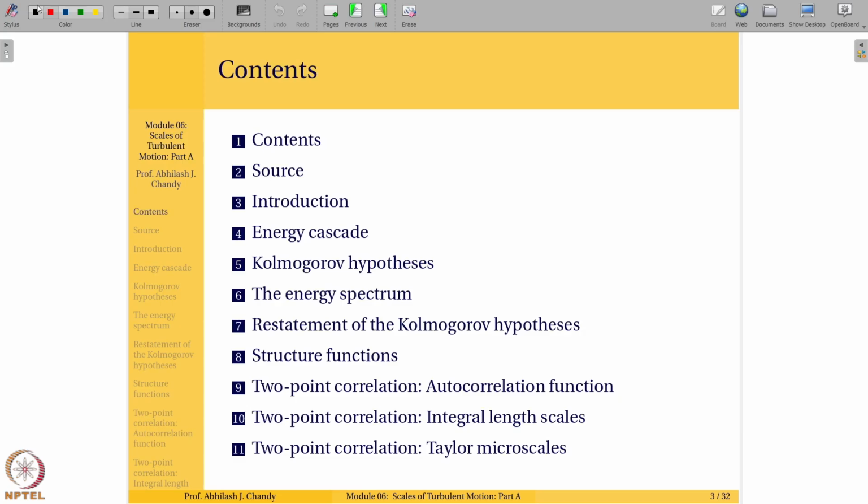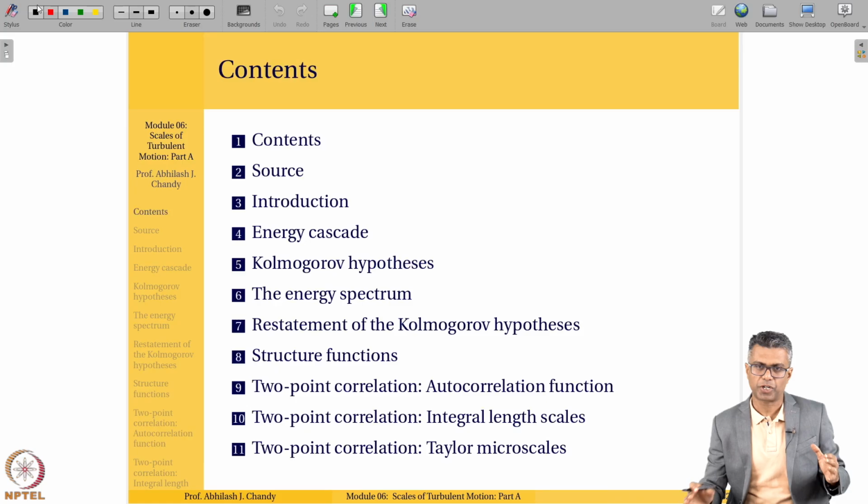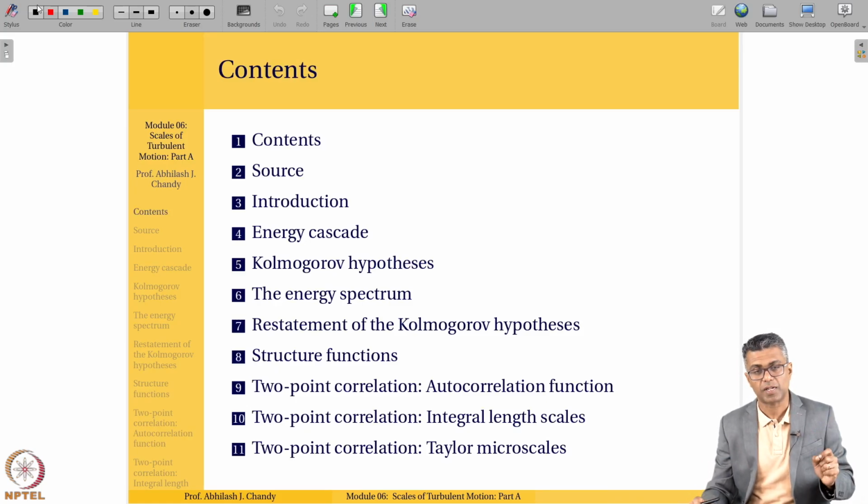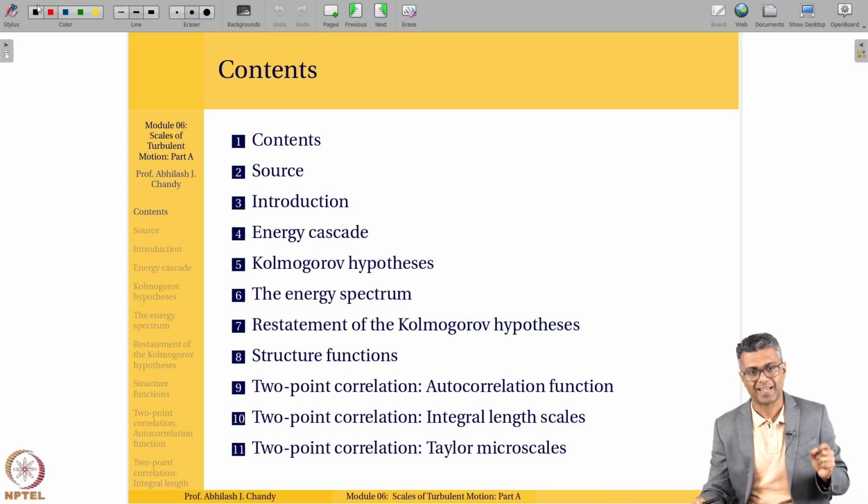We have split this up into multiple parts, and this is the first part where we discuss the scales of turbulent motion. So the contents of this module include a brief introduction about the different length scales, and one of the most important concepts in turbulent flow, which is the energy cascade. We will then go on to discuss some of the seminal theories in turbulence, which are even used to date, the Kolmogorov hypothesis. We will discuss the energy spectrum.